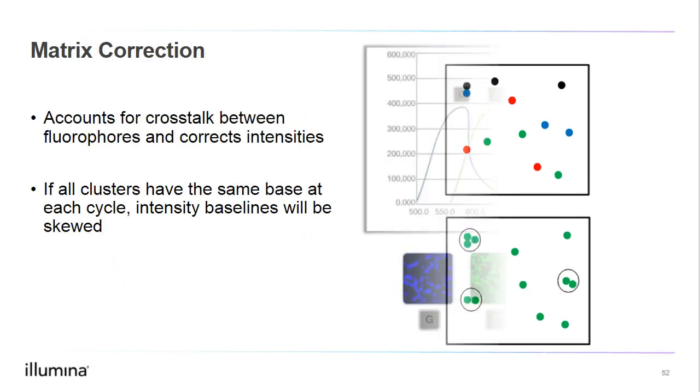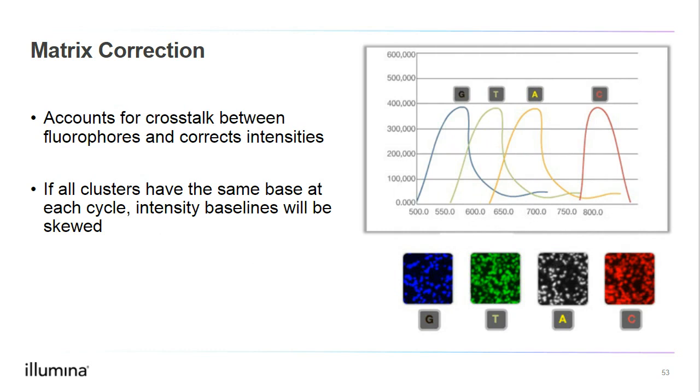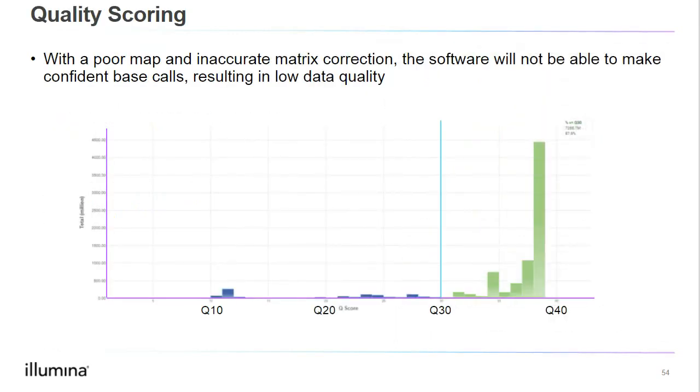The second impact is on matrix correction. Matrix correction is how the sequencer accounts for the crosstalk between the fluorophores and corrects intensities. You can see from the emission plot that there is spectral overlap in the intensities that come from the bases, so we have to correct for this to confidently distinguish each base. If the majority of clusters are all showing the same base in a given cycle, the intensity baselines will be skewed, which will impact the matrix correction. If we have a poor map from template generation and inaccurate matrix correction, then the sequencing software will not be able to make a confident base call, which will result in low quality data for the run.